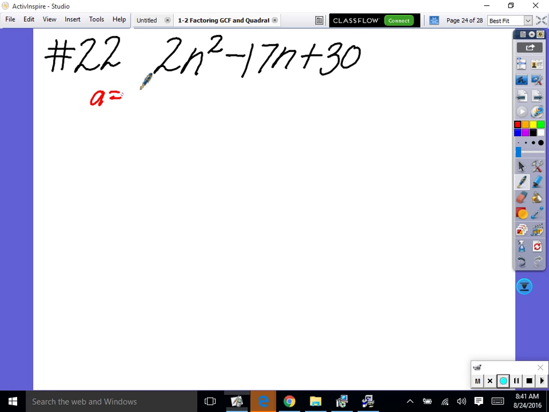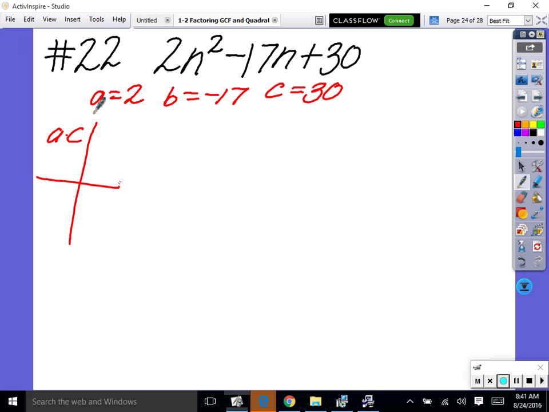Okay, so my a value is 2, yeah? B is negative 17, and c is 30. I need some calculators. So we're going to go through the process. What multiplies to be a times c and adds up to be b, which is negative 17. Now guys, look, my a value is not a positive 1, so we're going to have to do this long factoring. But that's okay. We just need more practice with it. So let's list out factors of 60.